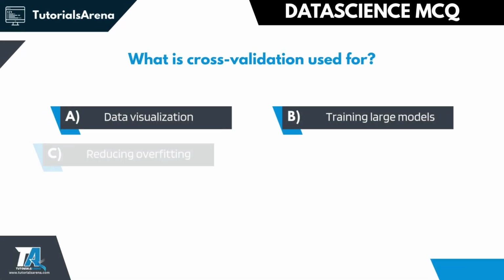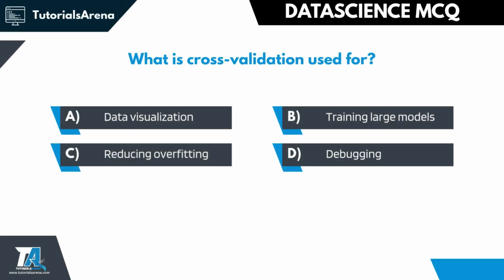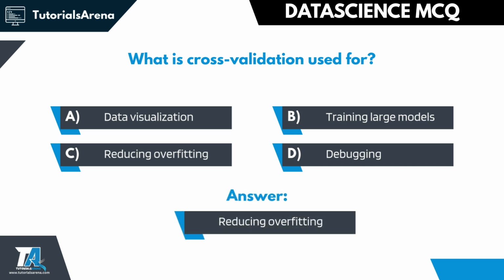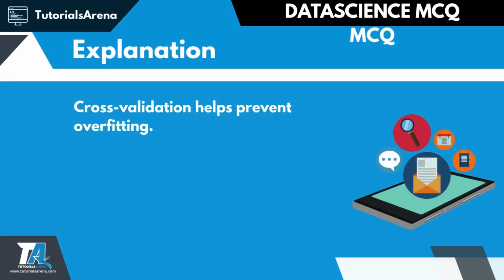What is cross-validation used for? The answer is option C, reducing overfitting. Cross-validation helps prevent overfitting.